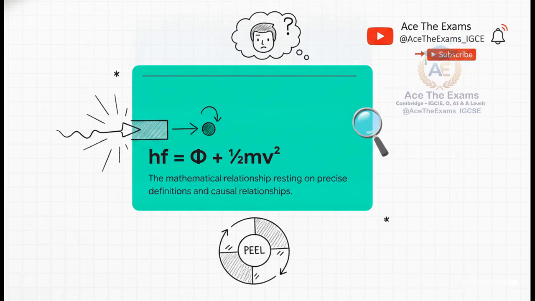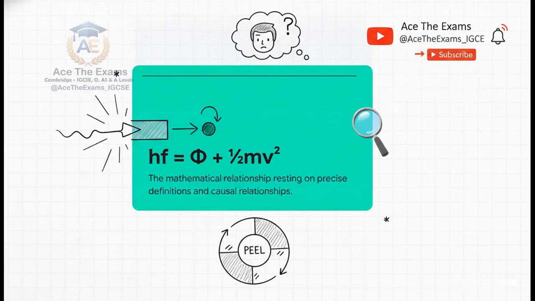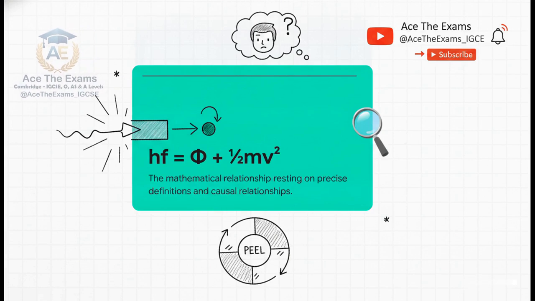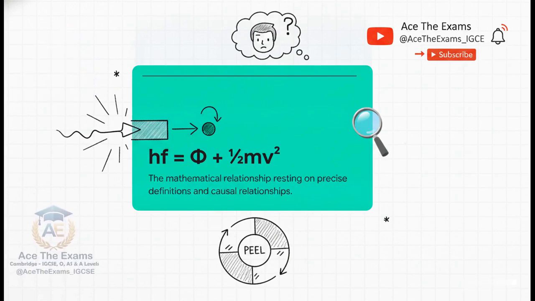Let's break that down conversationally. The hf part, that is the total energy of the incoming incident photon, where h is Planck's constant and f is the frequency of that light. Phi represents the work function, which is the absolute bare minimum energy required to liberate an electron from the surface of the metal. You can think of it like an exit fee the electron has to pay to leave the material. And that 1/2 mv² at the end, that is the maximum kinetic energy of the emitted photoelectron as it flies away.